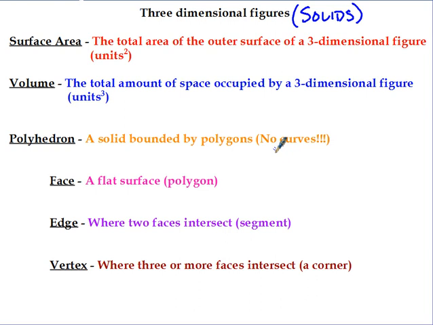Now there are three different parts of a polyhedron. The face is the flat surfaces, so the polygons. If you're thinking of a box, you would have 6 different rectangles on all sides of the box. Those would be all of your faces. The edges are where 2 faces intersect, so that would be the segments along the sides of the box. And then the vertices are the corners, where 3 or more faces intersect. So where those flat surfaces come together, they're going to be your corners.